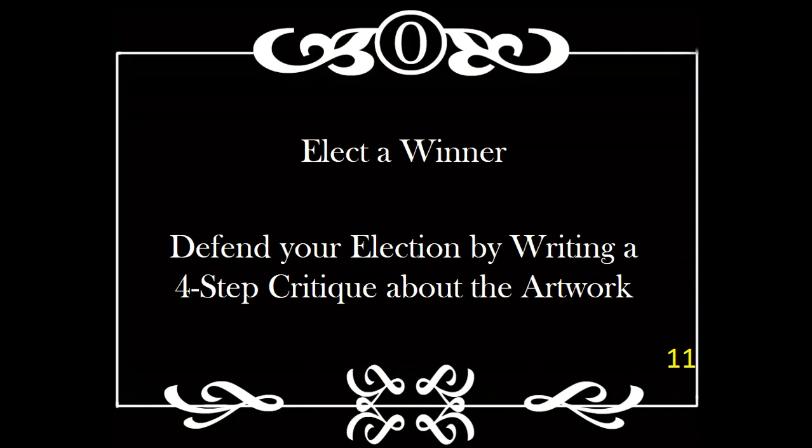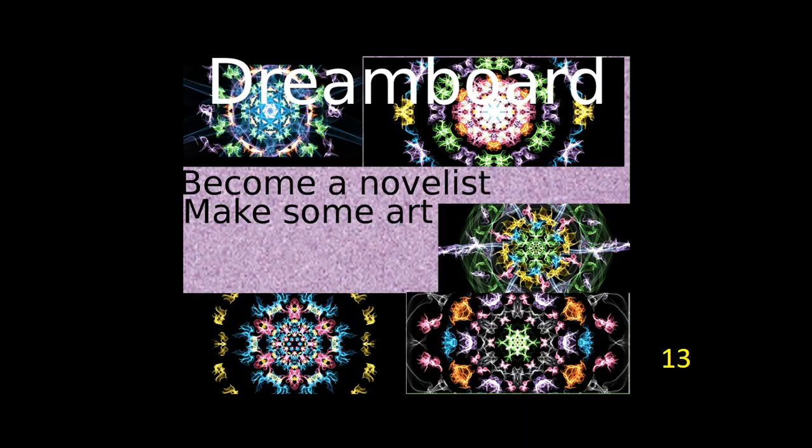All right, so you are going to elect a winner, and you're going to defend your election by writing a 4-step critique about the artwork, just like you did in our first critique. So ready, set, critique. Now, I said the slides are open, and what I should have really said is you can fast forward, pause, rewind this video as much as you need to in order to do your critique.